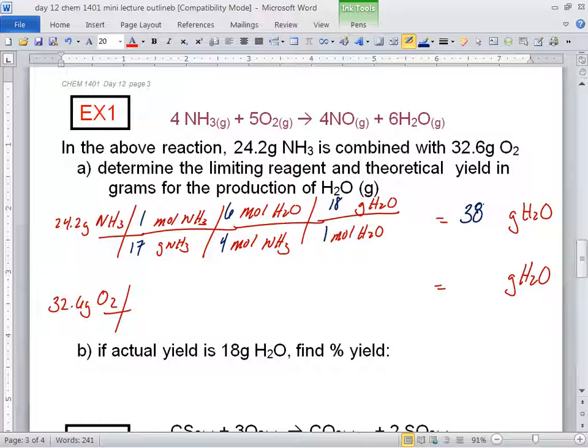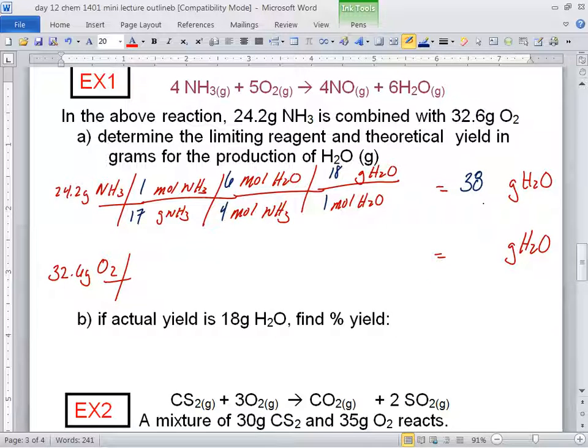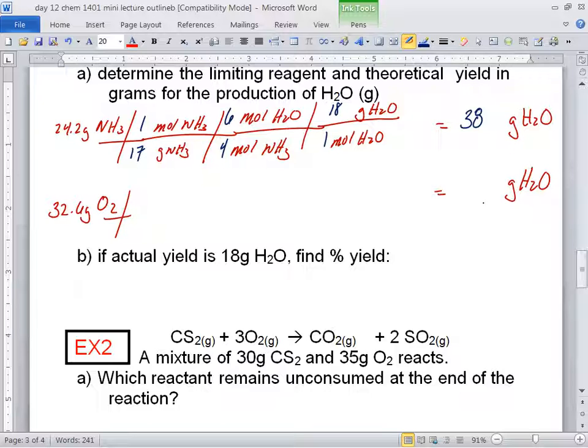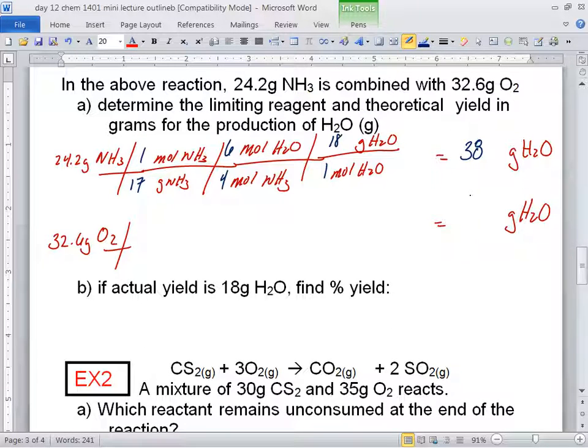For part B? Oh, for example 2? Yes, it is. It is asking for the opposite one in EX2. And what did you guys get for the next one? 38 and about 22? Okay.